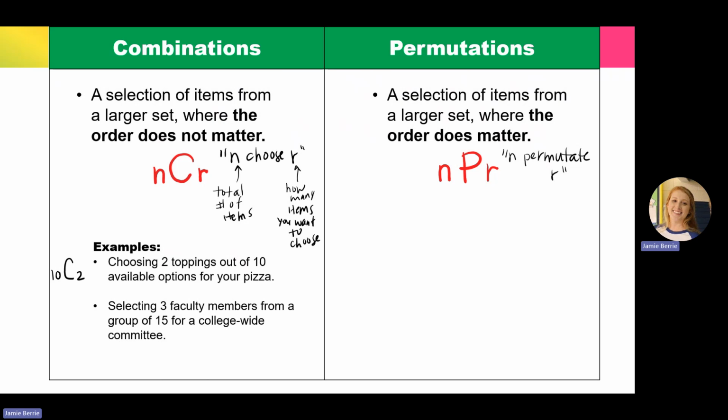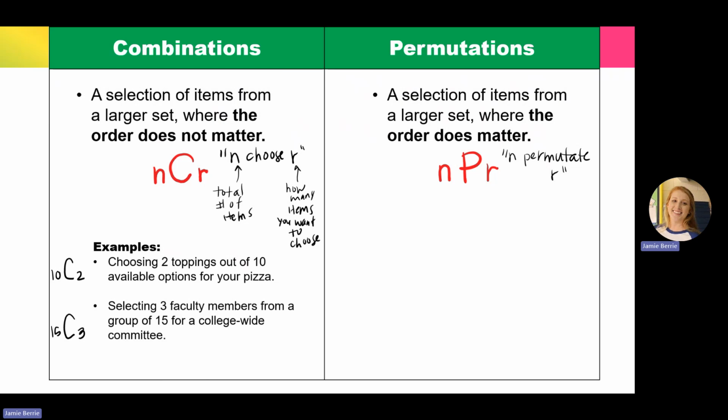All right, and then the second example I came up with was selecting 3 faculty members from a group of 15 for a college-wide committee. So maybe you have 15 people in a department, and then out of those 15 people, you've got to choose 3 to be on a particular committee. It doesn't matter if you choose Dr. Renren or Dr. Lugo or Dr. Yeager first. It doesn't matter in which order you choose those faculty members. They're all going to the same committee, right?